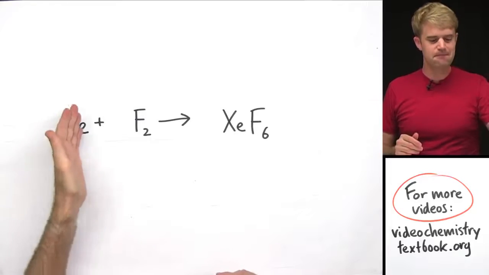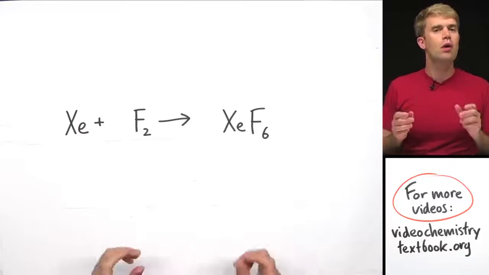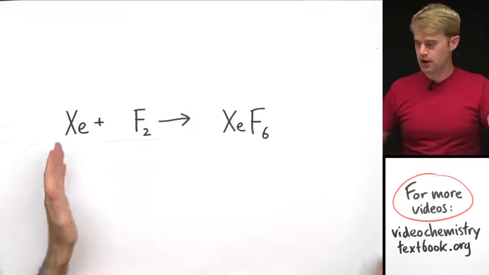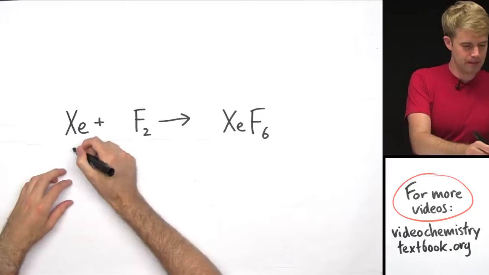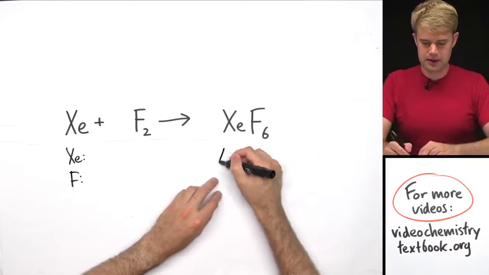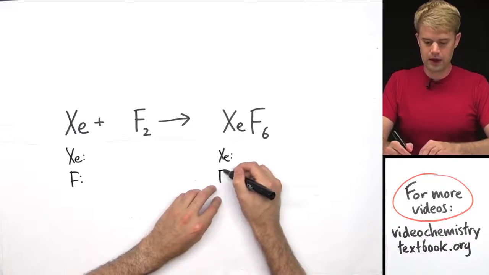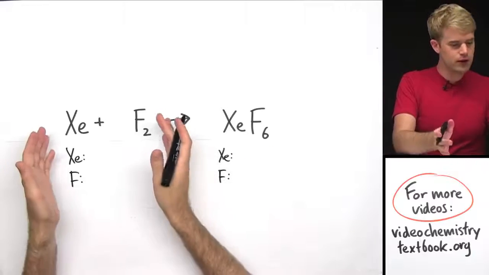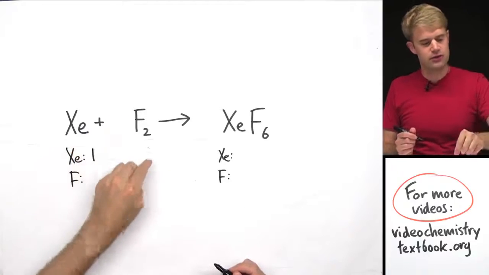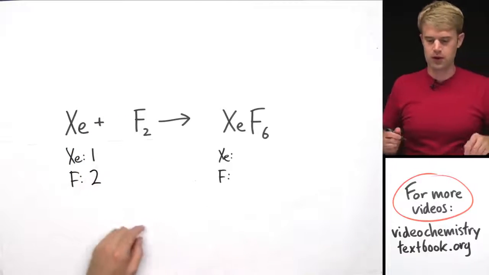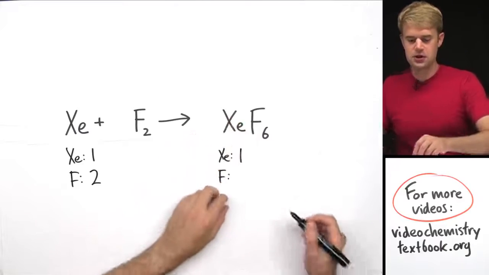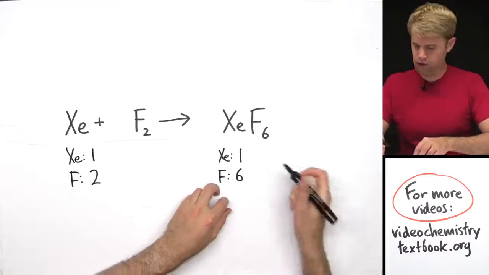We've got xenon and fluorine. We want to keep track of how many atoms of these elements we have on both sides of the equation, so we're going to make a little chart. I've got xenon and fluorine on this side, and xenon and fluorine on this side. Over here, I have one xenon atom, and then I have F2, so two fluorines. Over here, also one xenon, and then F6, so six fluorines.